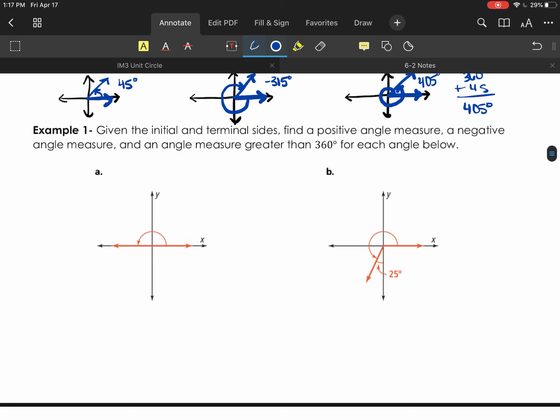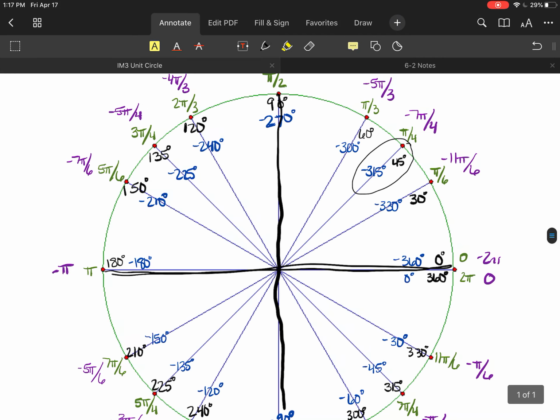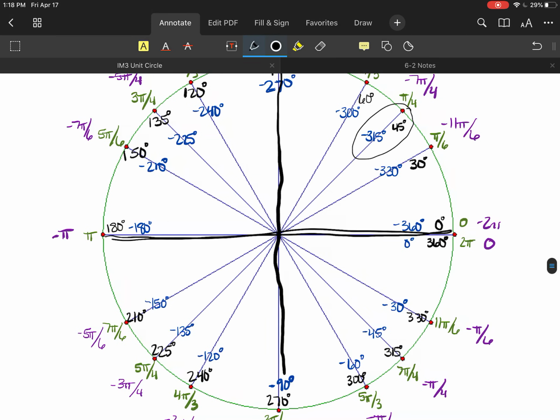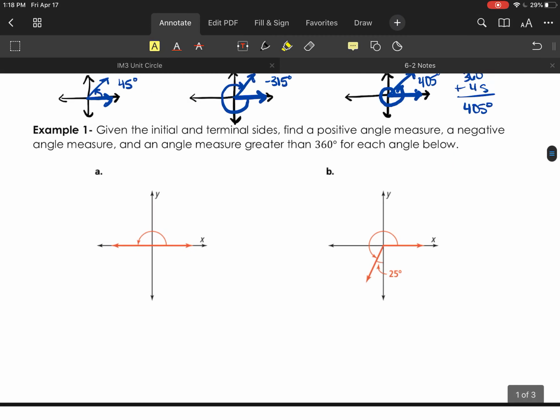It says, given the initial and terminal sides, find a positive angle measure, a negative angle measure, and an angle measure greater than 360 for each of the figures below. Okay, so in letter A, you have basically a straight line. Easiest thing, go back to your unit circle, and you'll notice if I go straight across from my initial side, that would be over here at 180 and negative 180 degrees.